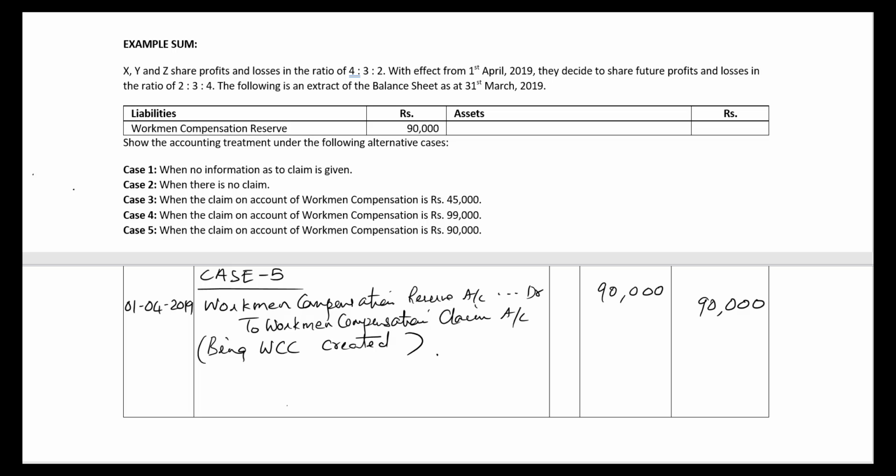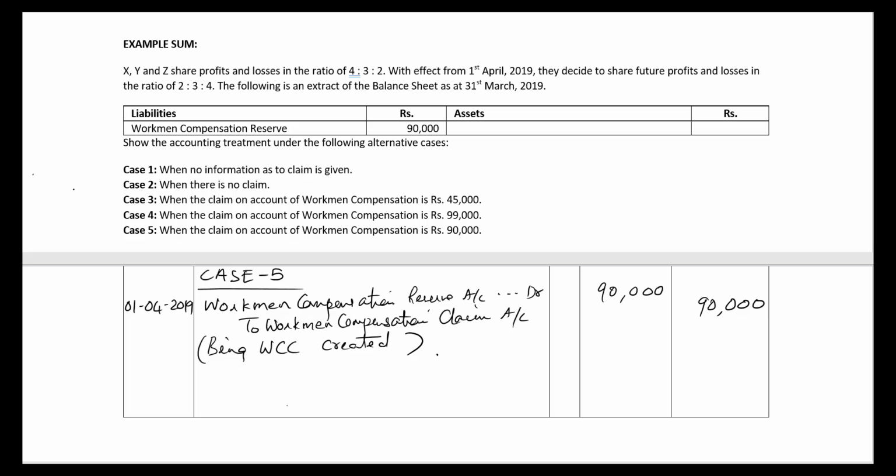And in this case, the reserve will not appear in the liability side of the reconstituted balance sheet. Instead, the workmen compensation claim will appear as 90,000 in the liability side of the reconstituted balance sheet.